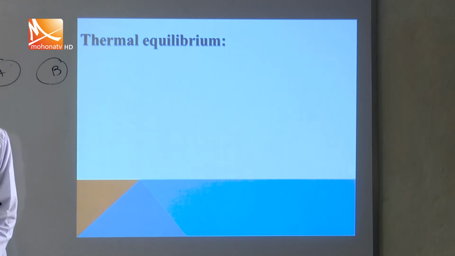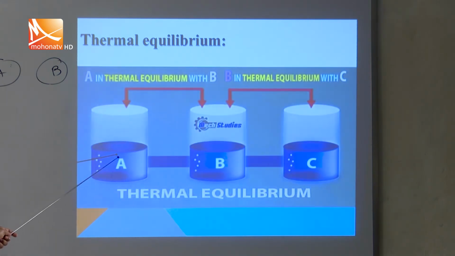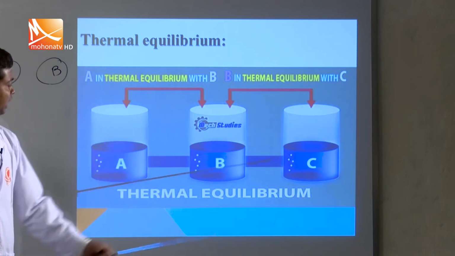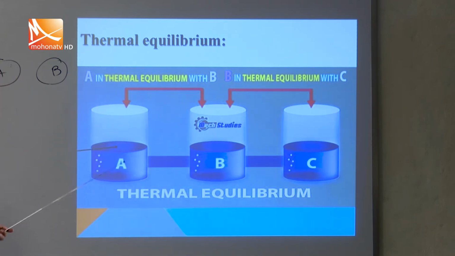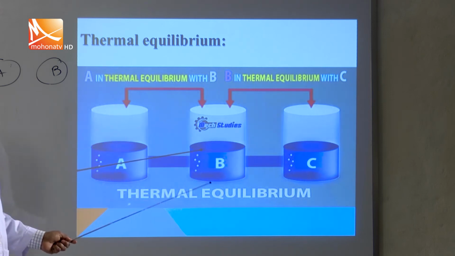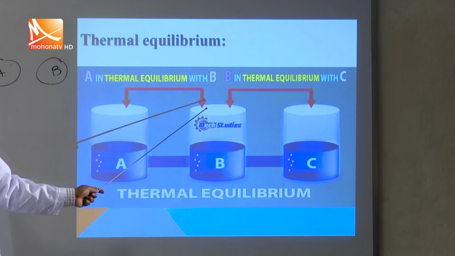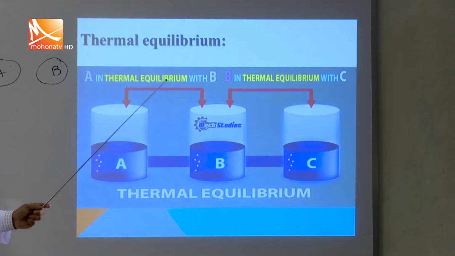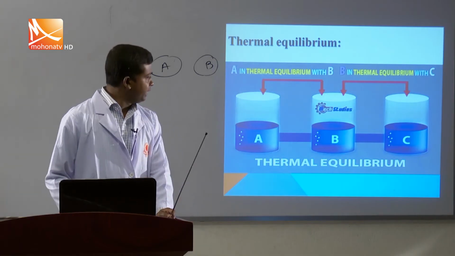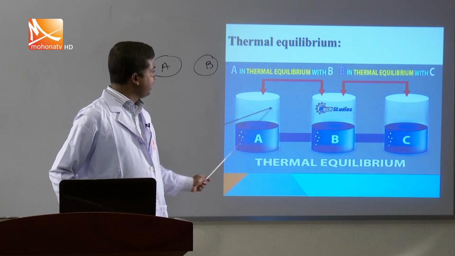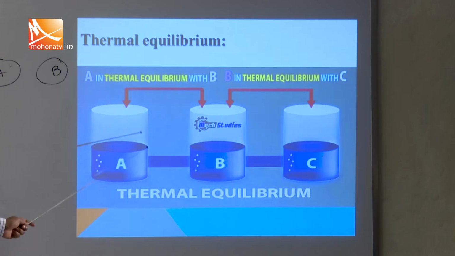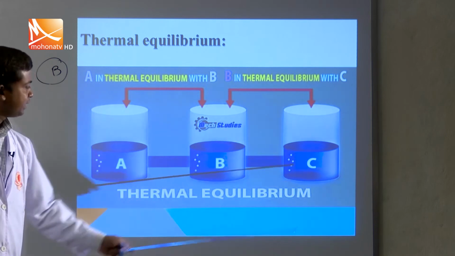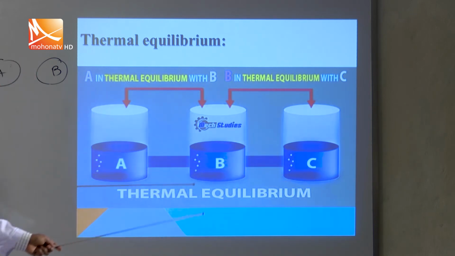So, just see a figure. These are three cylinders, you are seeing that. In this case A, B and C, these three containers or cylinders are in thermal equilibrium, because A is in thermal equilibrium with B and B is in thermal equilibrium with C. That means among these three, they do not exchange any heat or energy. So, this is thermal equilibrium. In this case, if A and C are separately in thermal equilibrium with B, then A and C will also be in thermal equilibrium.